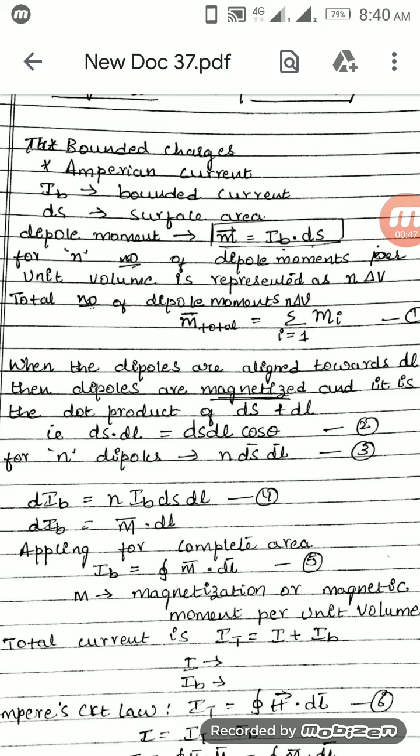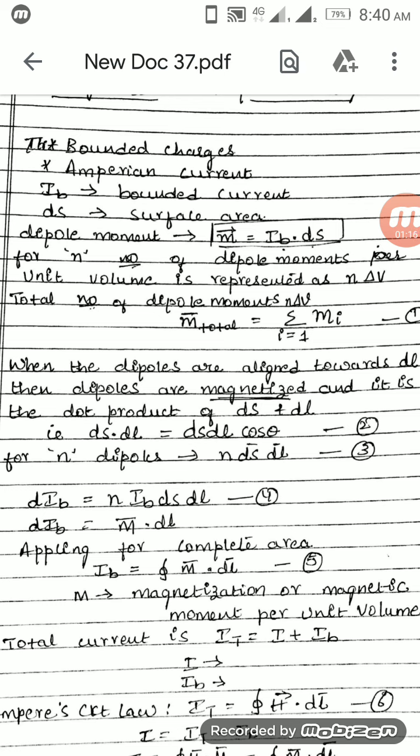With this we will find out the dipole moment. The dipole moment is represented as m is equal to IB into ds, bounded current into surface area. If you want the number of dipole moments per unit volume, n, it is represented as n into delta V. So the total dipole moment m total is equal to the summation over i from 1 to n delta V of mi. Call it equation 1.